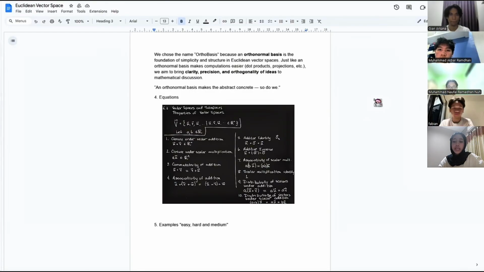So multiplying a vector by 1, the answer is always the same as the vector. And then the next one is distributivity of scalars over vector addition. The formula is a times u plus v equals au plus av. The last one is distributivity over scalar addition. The formula is a plus b times u equals au plus bu.